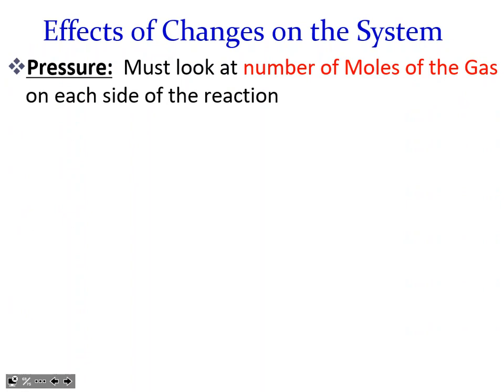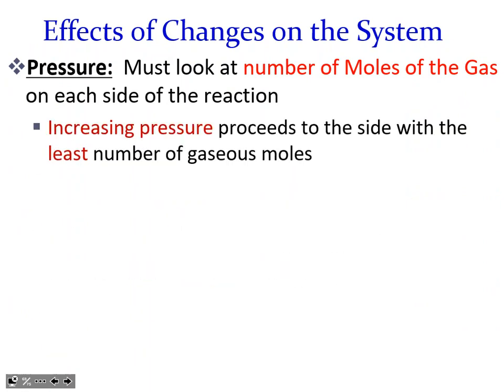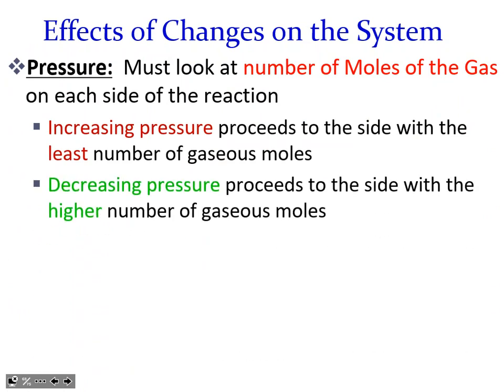Last one here is the pressure changes. You must look at the number of gaseous moles, because remember gas is the only thing that's going to cause pressure. So we're going to be counting the number of moles of gas, based on the balanced reaction's coefficients. Increasing pressure proceeds to the side with the fewer number of gaseous moles. Decreasing pressure proceeds to the side with the higher number of gaseous moles. Because remember, it's going back to reestablishing the same pressure that it was at equilibrium.